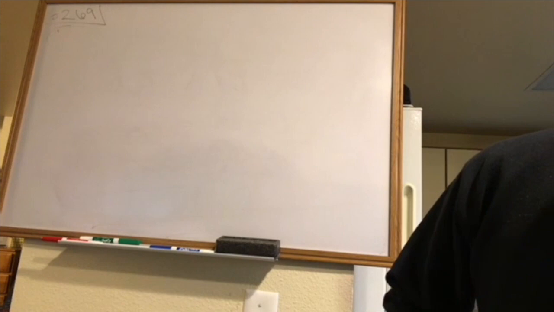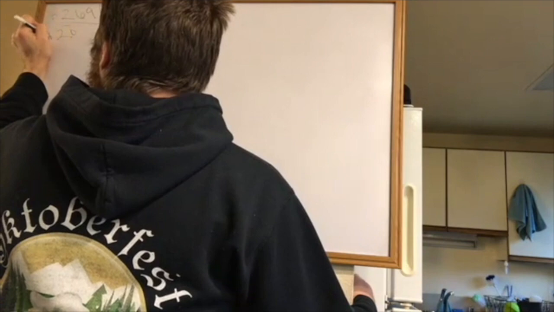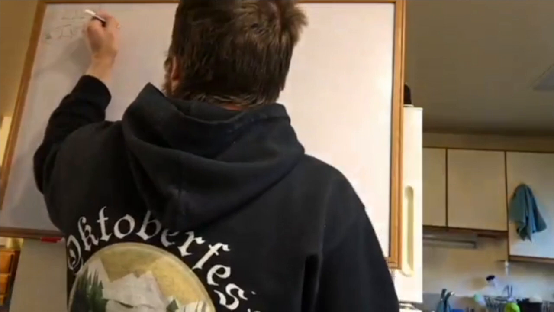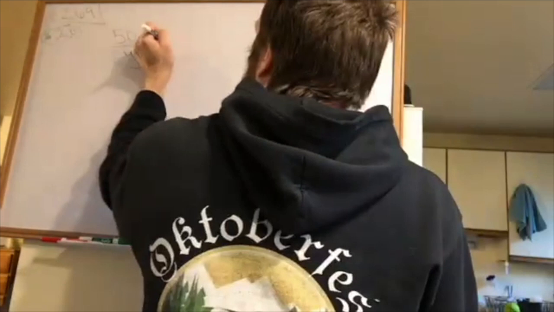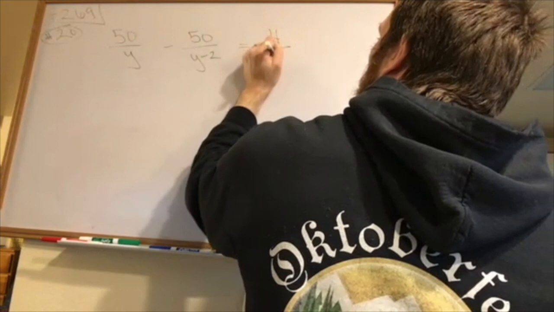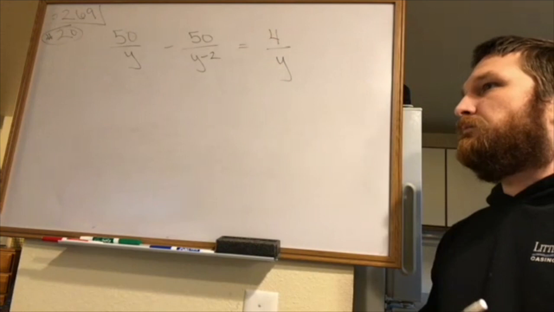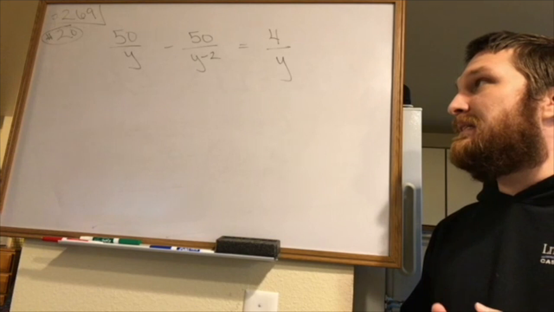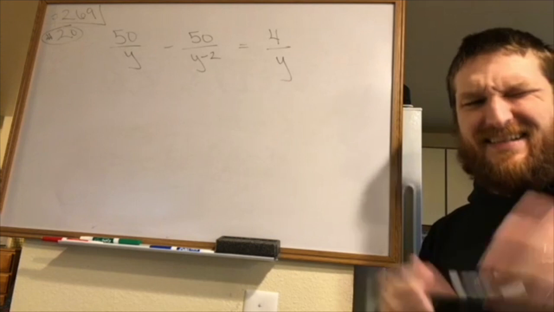Okay, this is number 20, and it is 50 over y minus 50 over y minus 2 equals 4 over y. Okay, we want to solve for y. I see fractions. I see denominators in an equation. What do I want to do? Kill them. Kill denominators, right? It's our new mantra, right? We're going to say that as much as possible.